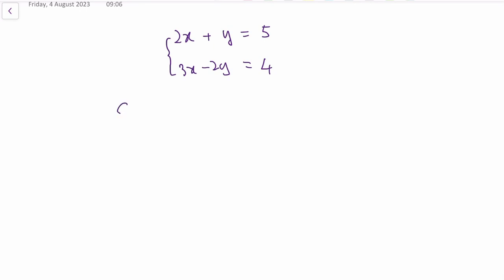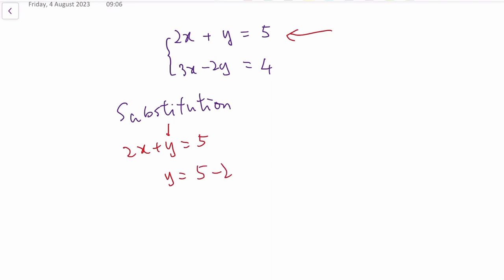The first way is called substitution, where you go to one of the equations and you make either one of the unknowns the subject. Sometimes one of the unknowns would be quite easy to make the subject, in this case y, because you can simply move the 2x to the right, then y is the subject.